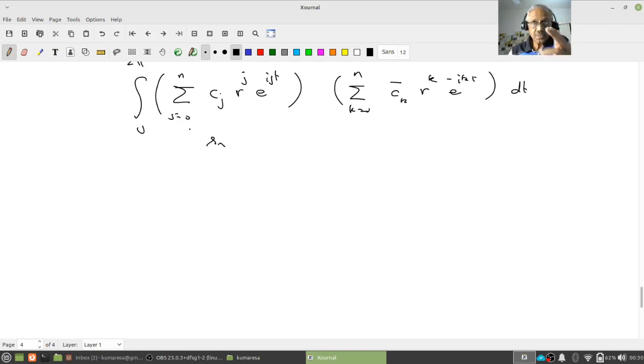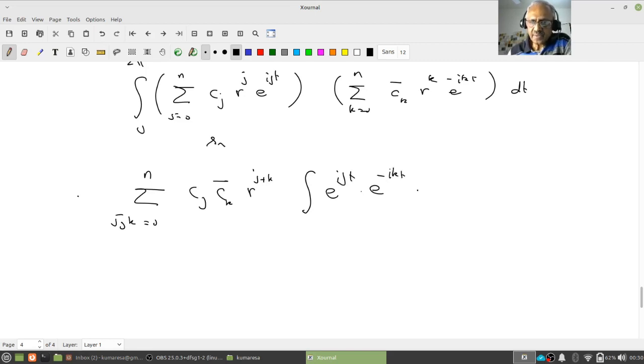Okay, now remember, the integration process is linear, therefore the summation, and it's linear over C, therefore the constants come out. Here they are the coefficients there. That's going to be the sum over j and k running from 0 to n of c_j c_k bar r^j r^k times the integral from 0 to 2 pi of e^(ijt) e^(-ikt) dt. But what is this? This object is nothing other than the integral from 0 to 2 pi of e^(i(j-k)t) dt.